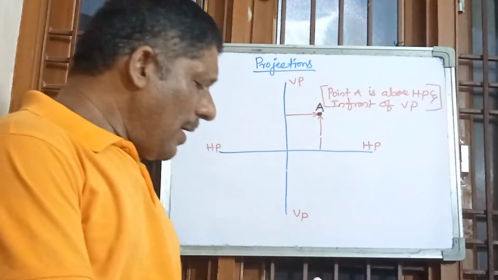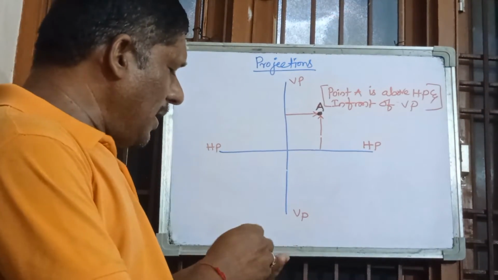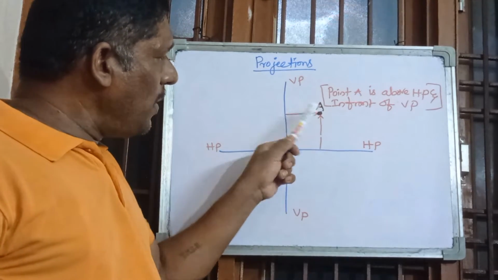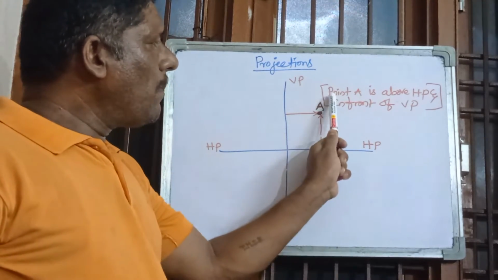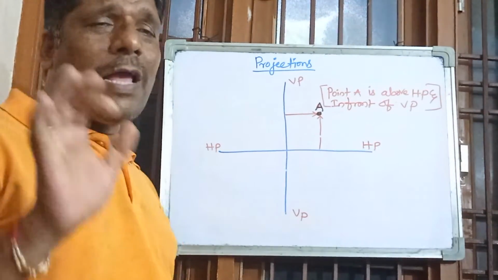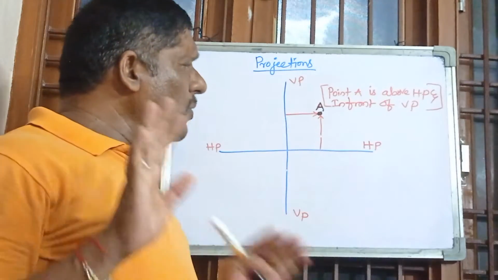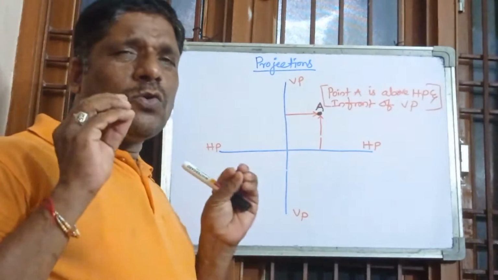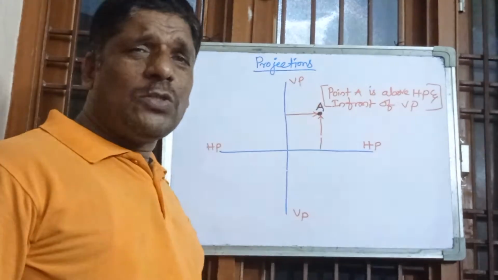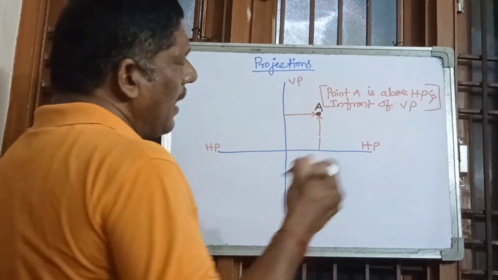Okay, so here you can clearly analyze that this is point A, and the point A is above HP and in front of VP. Suppose I say the point A is above HP and in front of VP, you can think blindly that it is in the first quadrant. There is no other chance. Above HP and in front of VP means it is the first quadrant only.